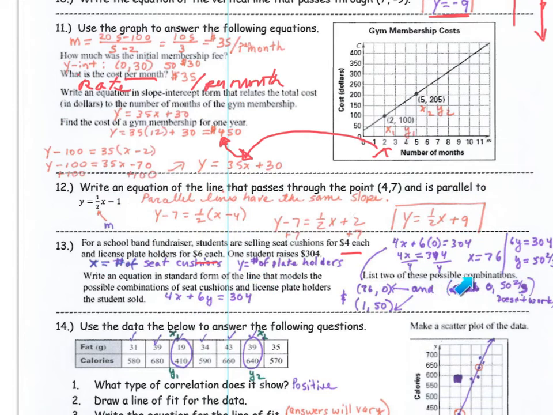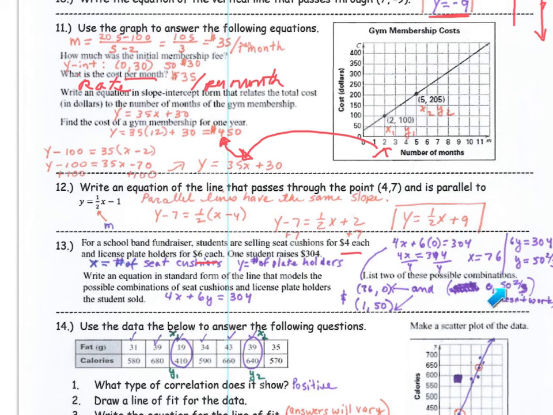Now, I want you to list two of these possible combinations. Well, what I did up here was I found the x-intercept, so I plugged in 0 for y. I solved it for x and said that, okay, I could buy 76 seat cushions and that would raise $304. Now when I plugged in 0 for x and divided it, which I did over here on the side, you will notice that I got 50 and 2/3. That told me that I could not actually buy 50 and 2/3 license plates because nobody's going to want a broken license plate holder. So this point doesn't work in this real life setting.